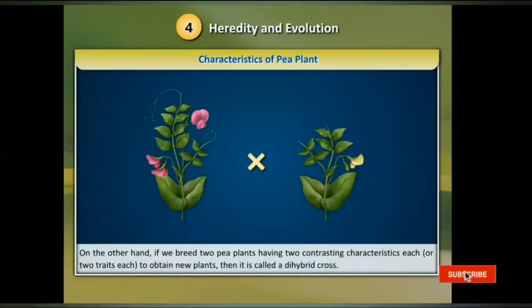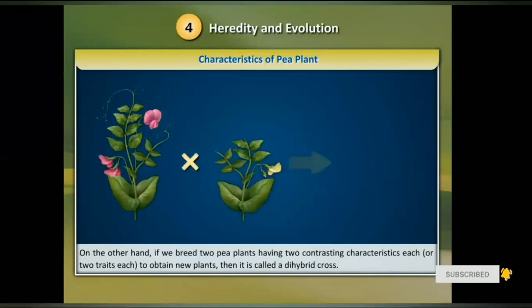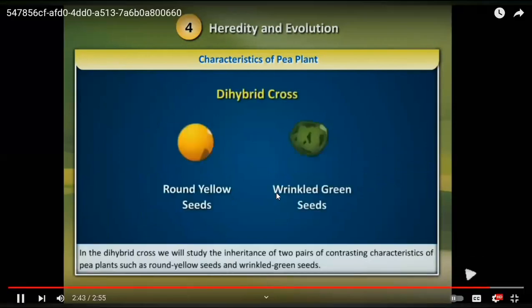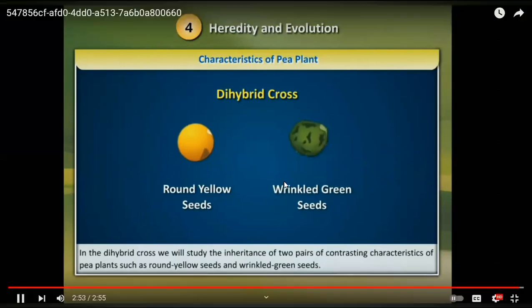On the other hand, if we breed two pea plants having two contrasting characteristics each, or two traits each, to obtain new plants, then it is called a dihybrid cross. In the dihybrid cross, we study the inheritance of two pairs of contrasting characteristics of pea plants, such as round yellow seeds and wrinkled green seeds.